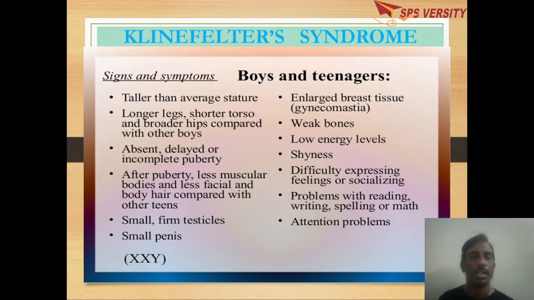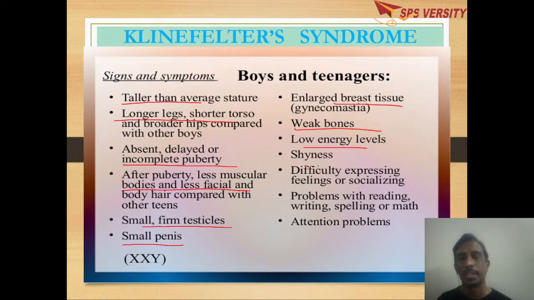So these are the symptoms: taller than average, longer legs, delayed puberty, less muscular bodies, less facial hair, small testicles, small penis, enlarged breast, gynecomastia, weak bones, low energy, shyness, difficulty in socializing, problems in reading and writing, attention problems.